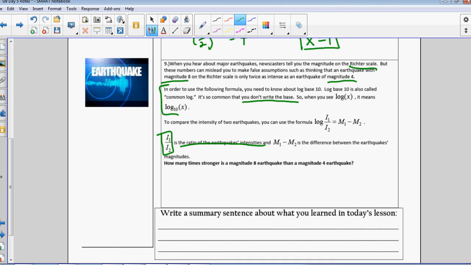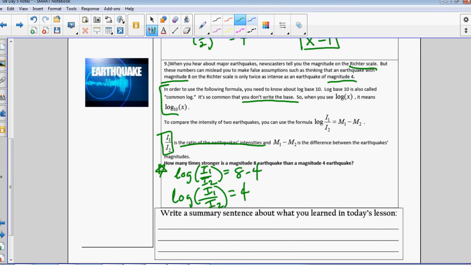So the question is, how many times stronger is a magnitude 8 earthquake than a magnitude 4 earthquake? So we're going to substitute those magnitudes into our formula, and I have log of the ratio of their intensities is going to equal the difference of their magnitudes. So I have log of I1 over I2 is equal to 4.